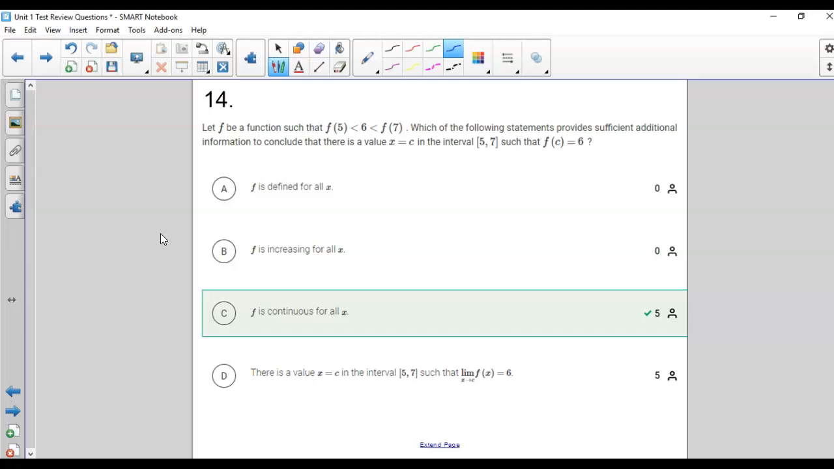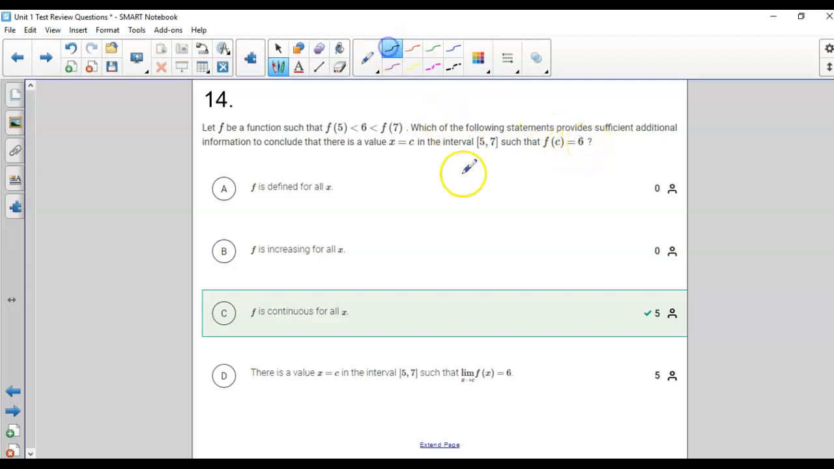Okay, for 14, it tells us let f be a function such that f of 5 is less than 6, less than f of 7. Which of the following statements provides sufficient additional information to conclude that there is a value x equals c in the interval 5 to 7 such that f of c equals 6. So what we're looking at here is f of 5 and f of 7, those are our y values. 6 is somewhere between the y values here. And we want to conclude that there's some c where f equals 6.